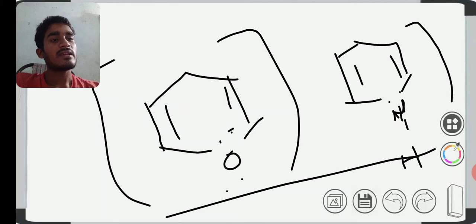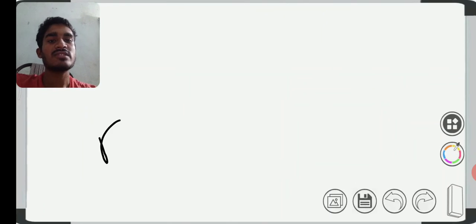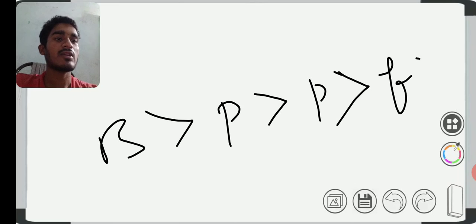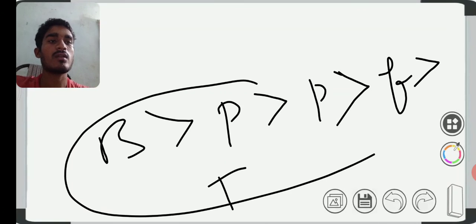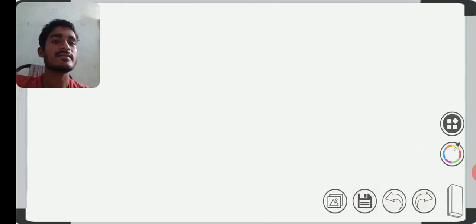Nitrogen is more electronegative than oxygen. That's why it is more stable than the pyrrole. And according to our rule, benzene is greater than pyridine, which is greater than pyrrole, and next furan and thiophene. This is the order of aromaticity.